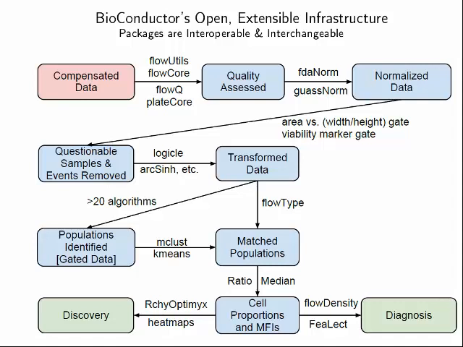I won't tell you how to do flow, but it usually works best if you do your compensation post-acquisition and store it in the spillover matrix, which makes our lives much easier. Don't do it when you're sitting on the machine and hard code it, because we can fix things if it's stored in the spillover matrix. And don't store your files compensated, because we can never go back.